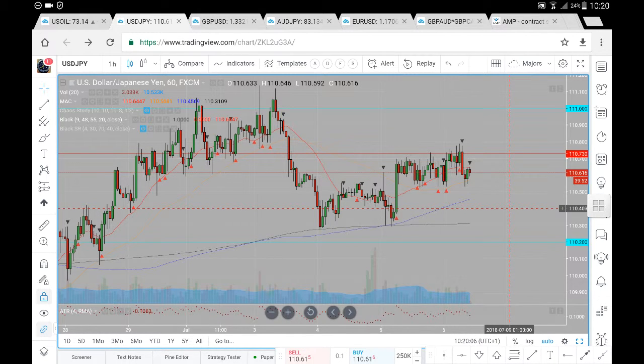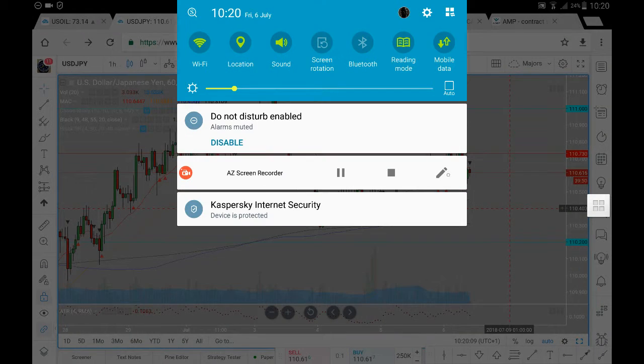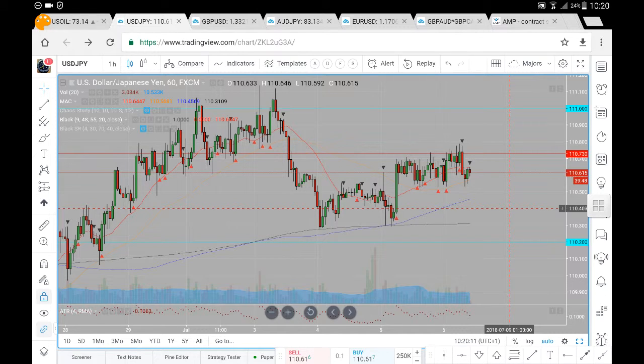So this US dollar Japanese yen analysis for Friday the 6th of July. Now let's just have a look at prices and where prices may likely go.